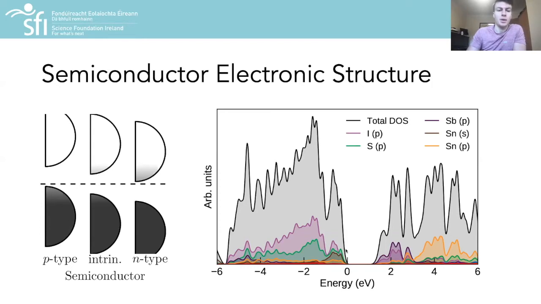So a few more features and peaks, but the general concept remains. So you have your occupied valence band states, some energy range where there are 0 electronic states that we can occupy, and then above this, the conduction band.